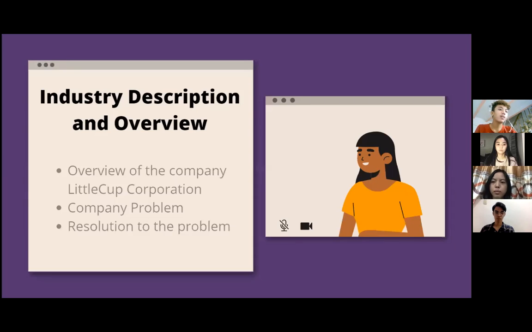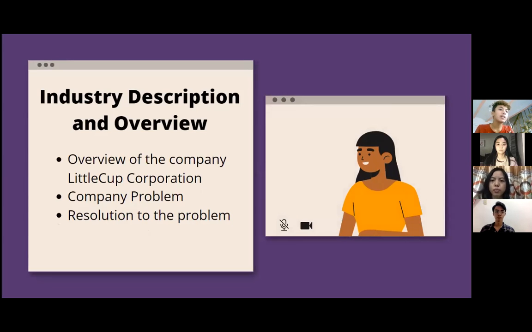So for the background of the problem, the company Little Cup Corporation is a small company that was said to be founded in the year 2020. Little Cup Corporation has expanded into a wide range of industries, but later on has shifted its business into the trading of purely paper products such as paper bags, paper meal boxes, paper straws, and paper cups. These products were only acquired by the company from a Chinese supplier, which is an external source.